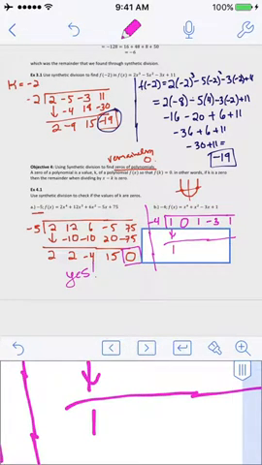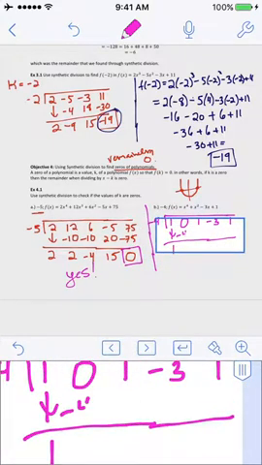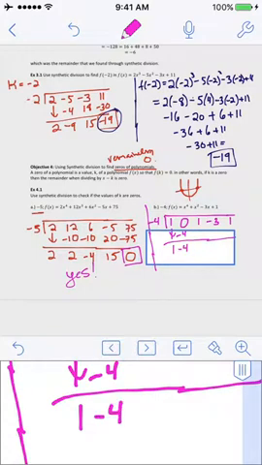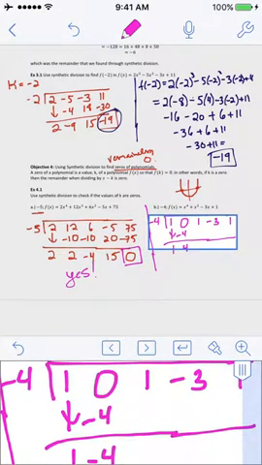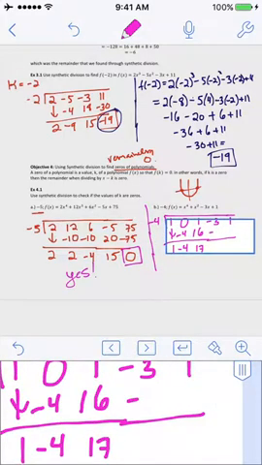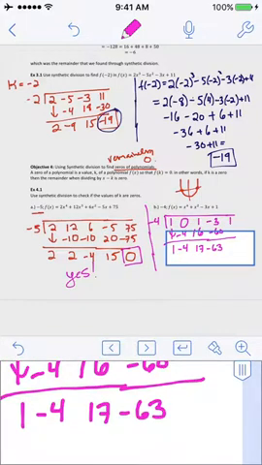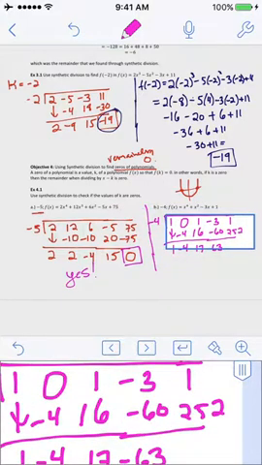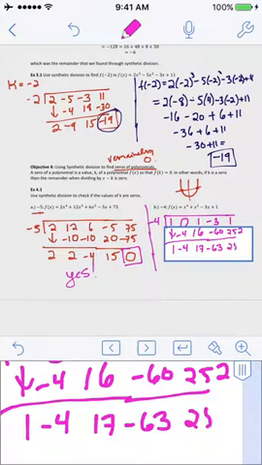Drop the 1 down. 1 times -4 is -4. -4 plus 0 is -4. -4 times -4 is positive 16. Plus 1 is 17. 17 times -4 is -68. Plus -3 is -71. -71 times -4 is a positive 284, and then you add that to 1, you get 285.